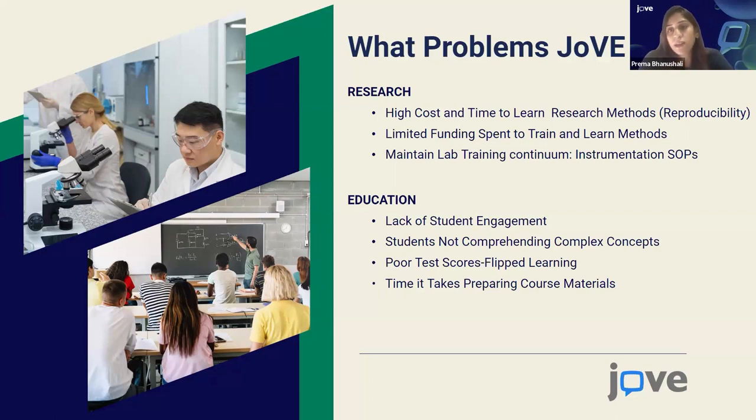We also help in maintaining lab continuum. So for example, you are a researcher and you have certain few instrumentations in place and you have a turnover of your staff. You can simply put JoVE QR codes right there. And next time your students come in, they know exactly how to operate that instrument without harming that instrument.